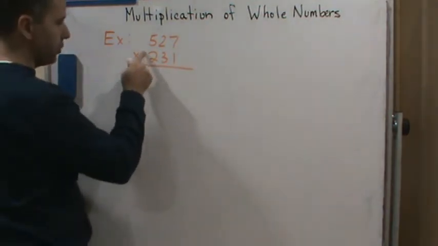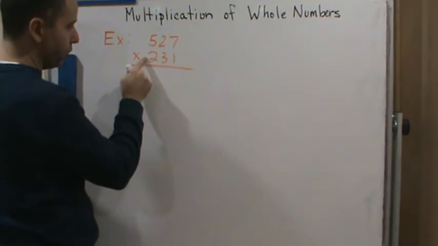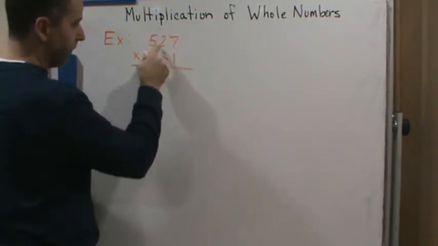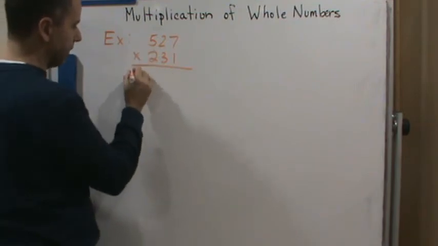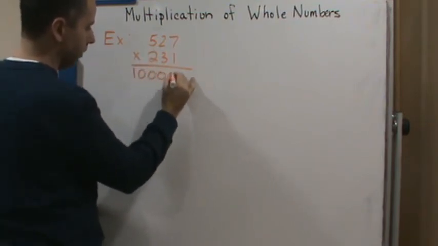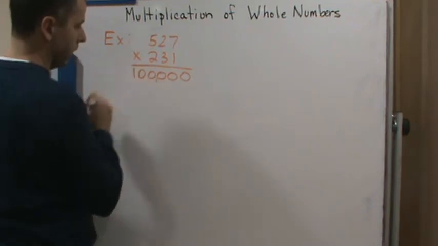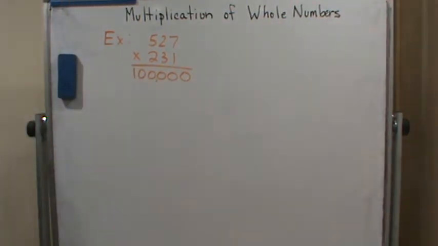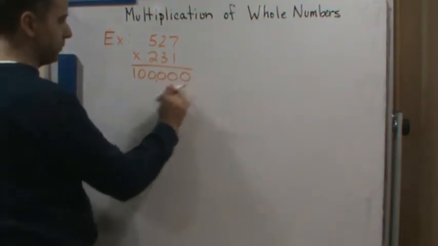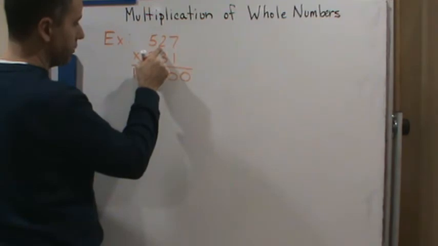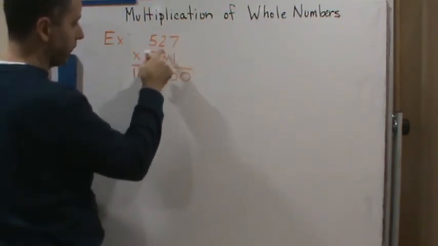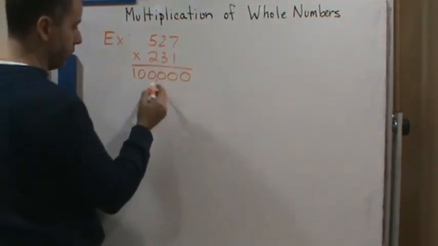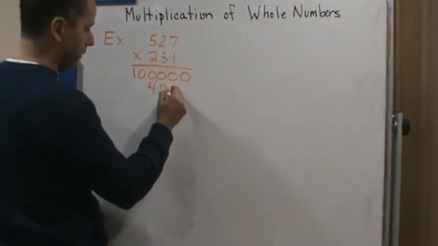I'm going to do 2 times 5, but this is actually 200 times 500, so I have 4 zeros following. 2 times 5 is 10, but it's actually 100,000. So I just write 100,000. Then I do 2 times 2, which is 4, but it's actually 200 times 20, so it's going to be 4 followed by 3 zeros: 4,000.